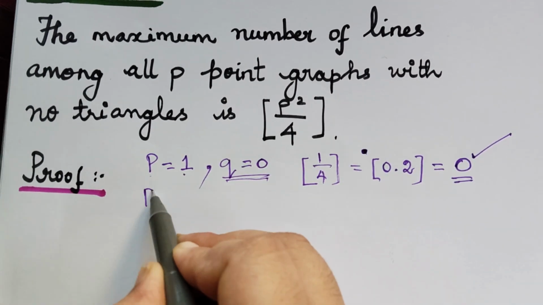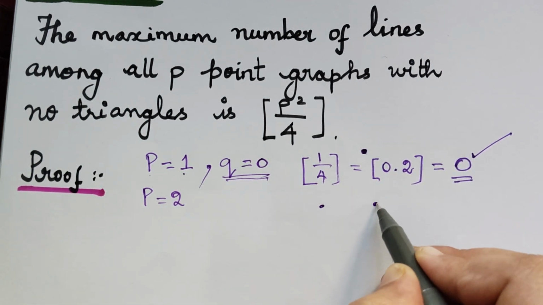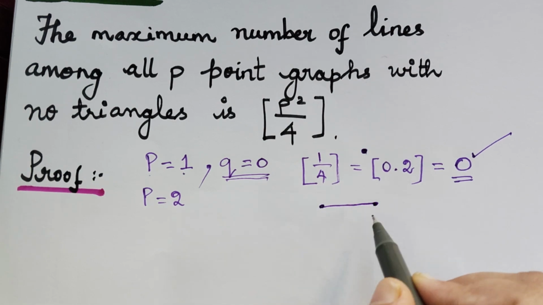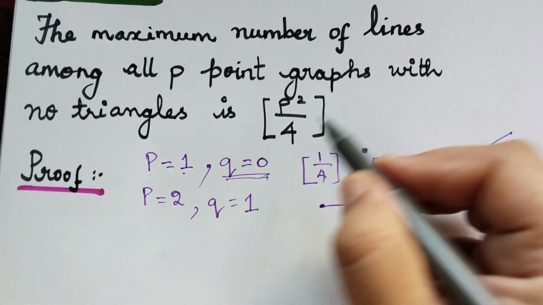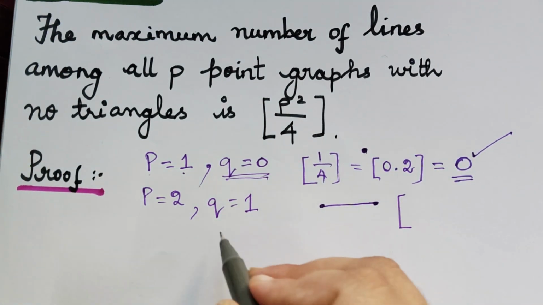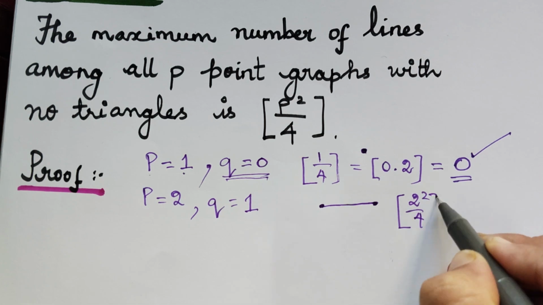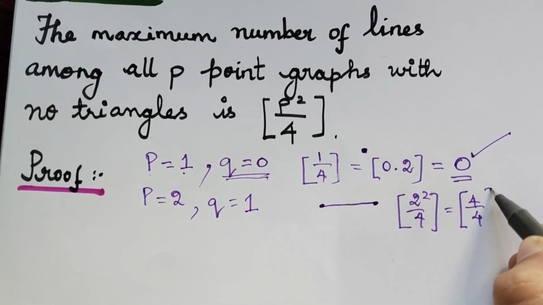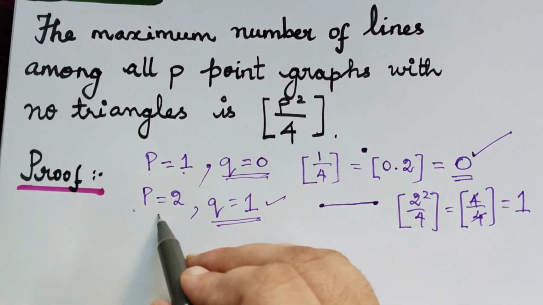Now, we will consider p is equal to 2. That is, there are 2 points. What are the possible number of edges? If there are 2 points, the maximum number of edges is 1 only. So, q is equal to 1. Let us verify from this. We will consider the integral part of p square by 4. That is, the integral part of 2 square by 4, which is 4 by 4, and that is equal to 1. So, q is equal to 1. We have arrived at it. So, this result is true when p is equal to 2.